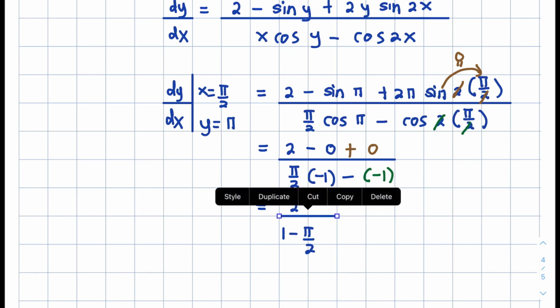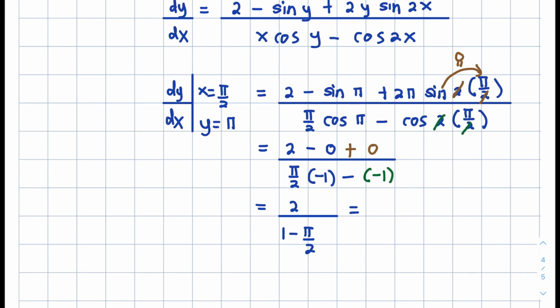Or you can simplify a bit, make it nicer. This will give you 2 over 2 minus pi over 2. Alright, so this 2 simplifies some more, and you will have this equal to 4 over 2 minus pi. So it's much nicer. Alright, that's all.